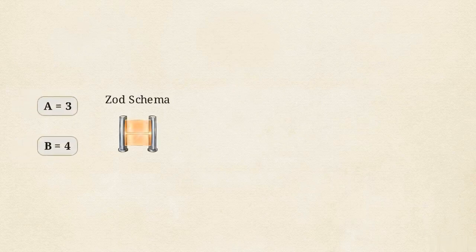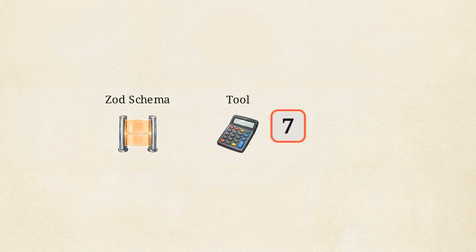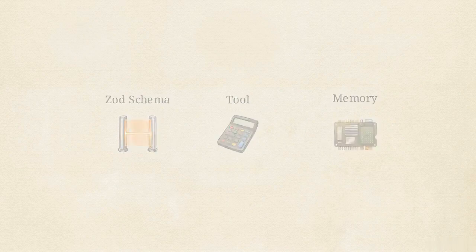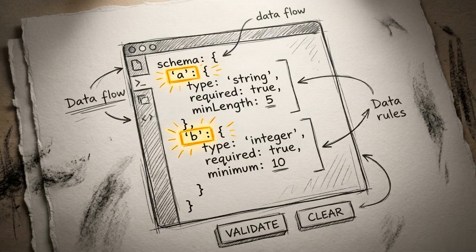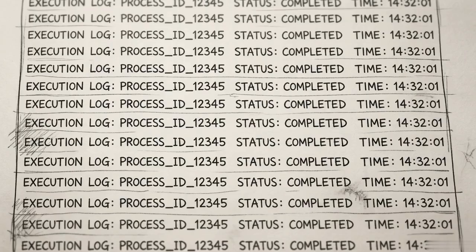We define a Zod schema requiring specific parameters, like A and B as numbers, so the function executes reliably. If a tool returns a raw integer, memory parsing fails. You must convert the output into a string before passing it back. By strictly controlling the inputs and standardizing the string outputs, you provide the reasoning engine with reliable methods to manipulate data without crashing the execution flow.